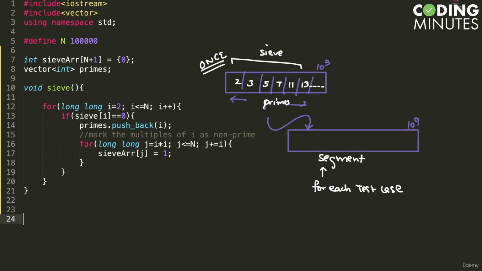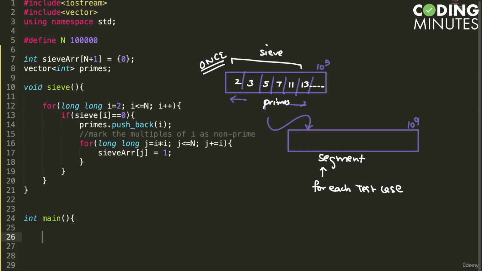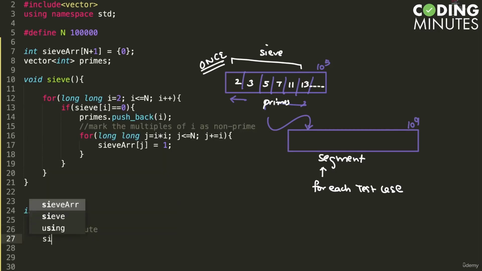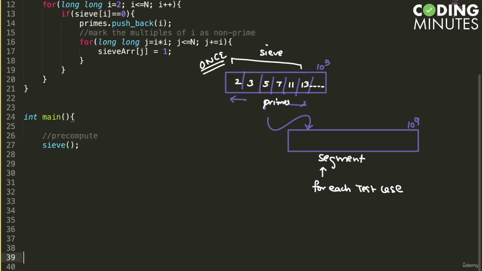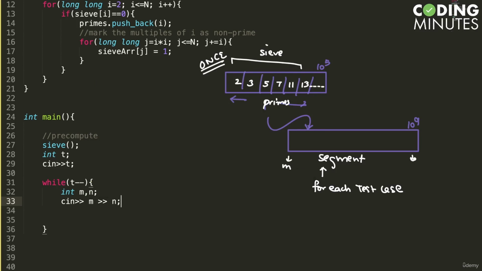From here we will write the code for main, and in that we will also implement the segmented sieve. In the question, first we will pre-compute all the primes by calling the sieve method, and once it is done, we are going to take input the test cases. So int t, cin t, and we'll take input the values of m and n for every test case. Let's say m is at this point and n is at this point. We want to find the primes in this particular range.